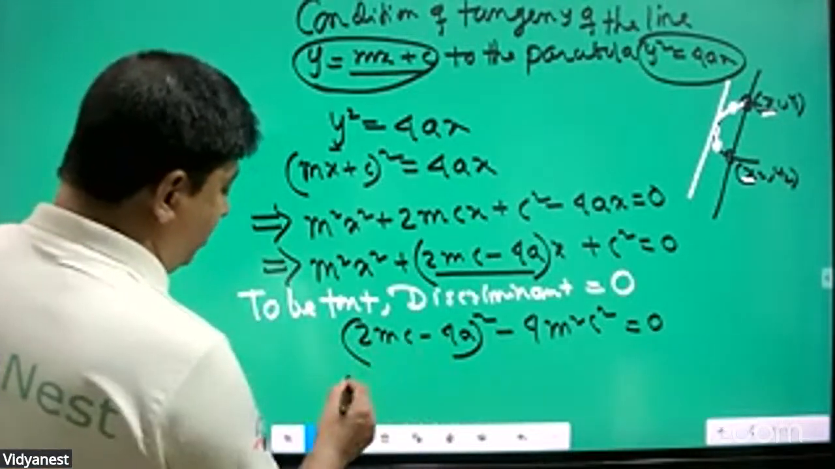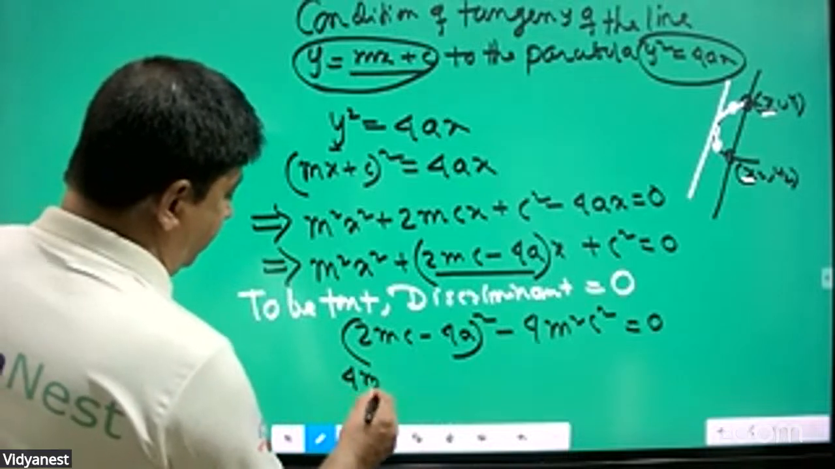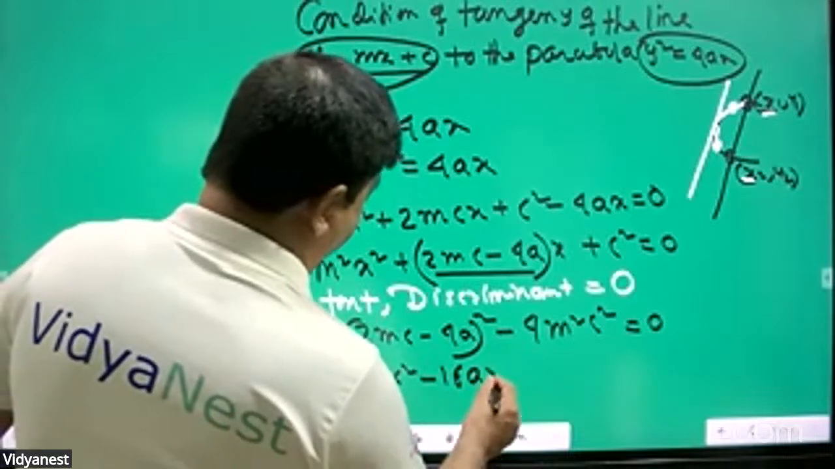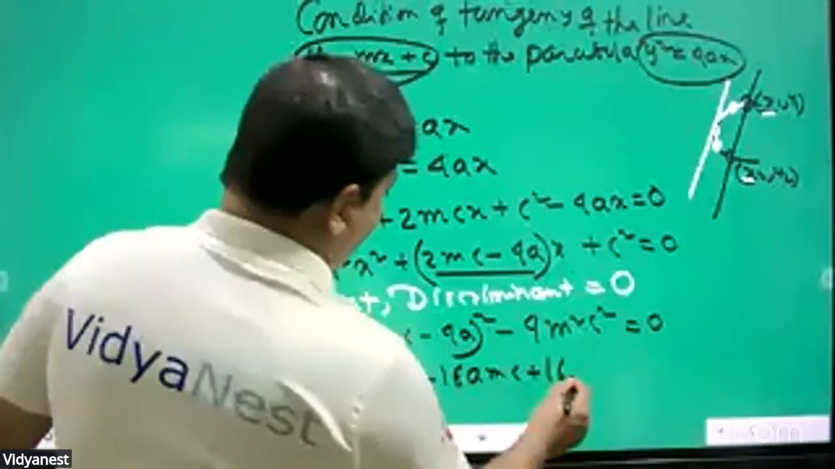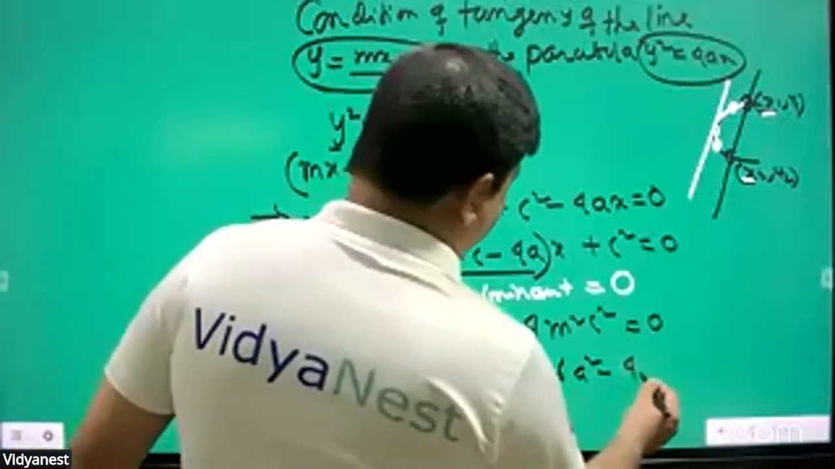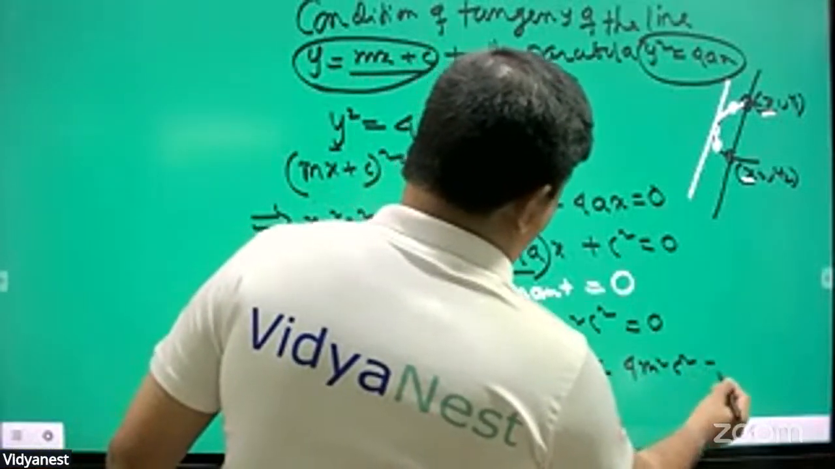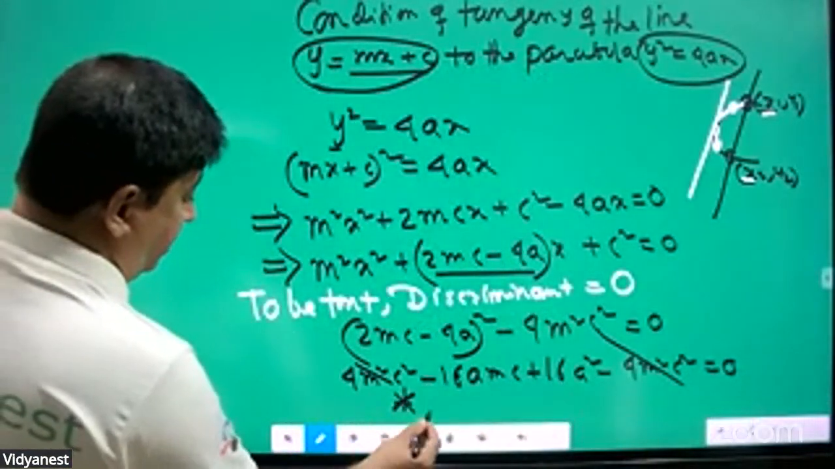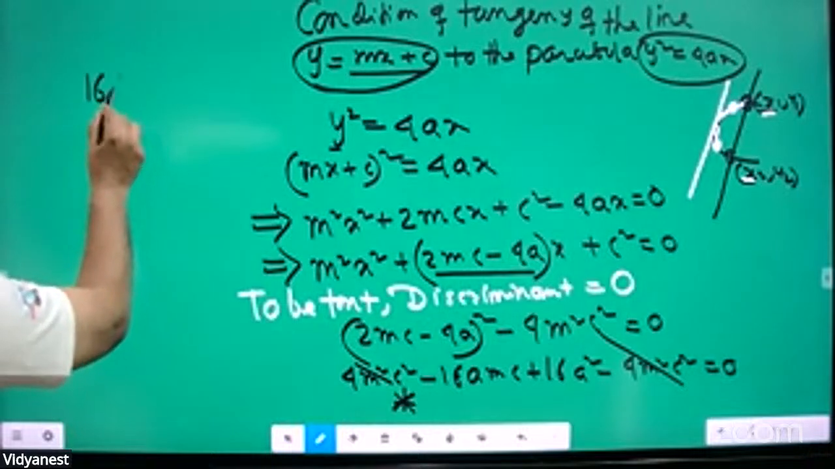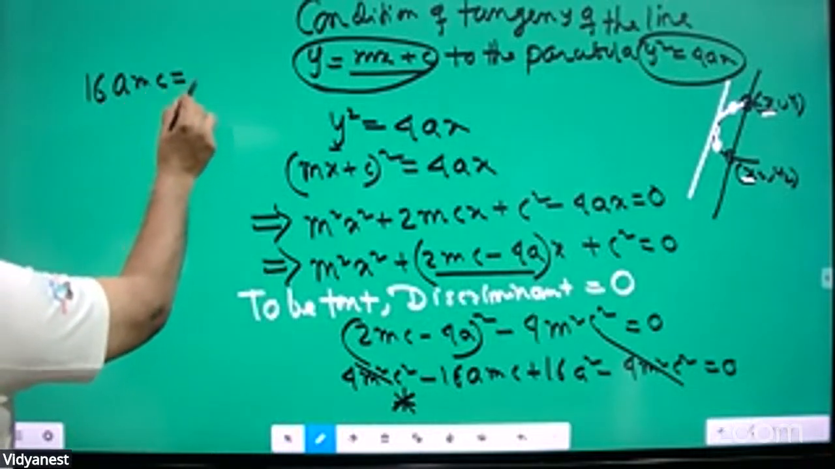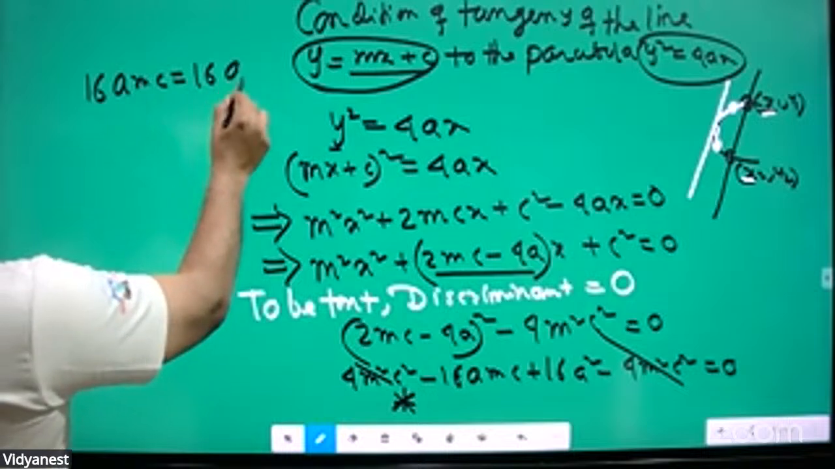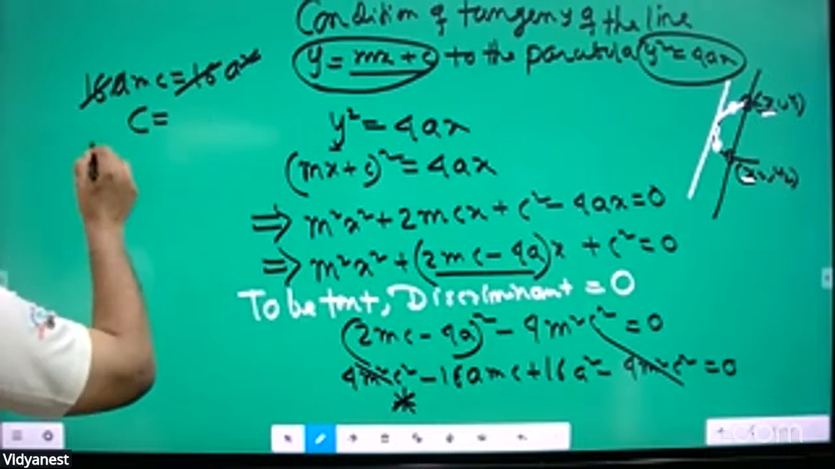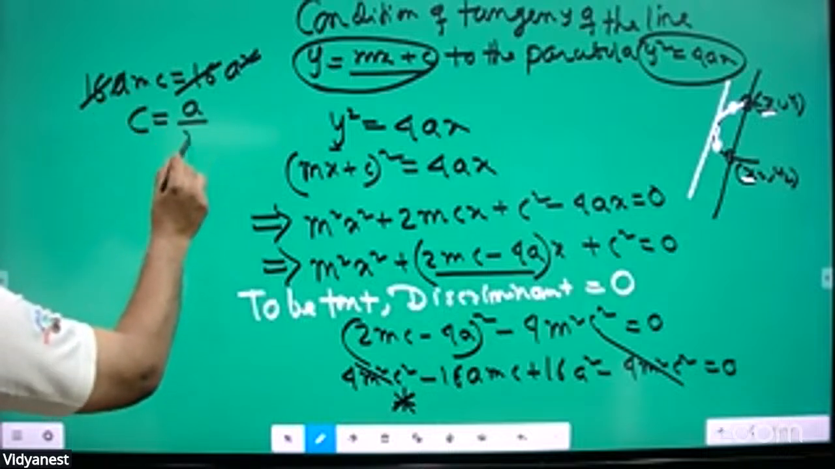It is (a minus b) whole square, a square minus 2ab plus b square, minus 4m square c square. This part gets cancelled. That will give you what? 16mc is equal to 16a square. So c is equal to, a cancels from both sides, a by m.